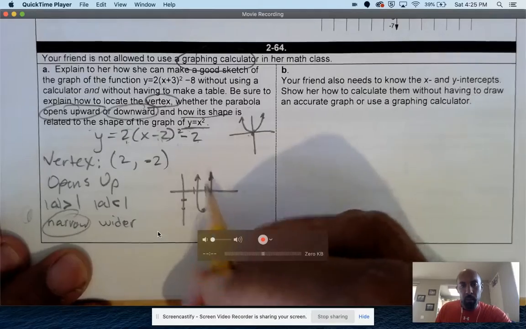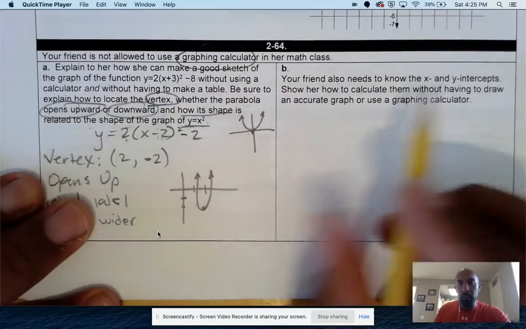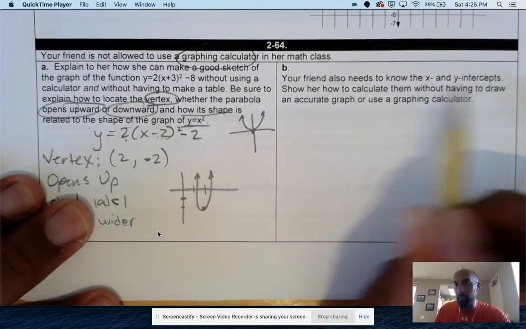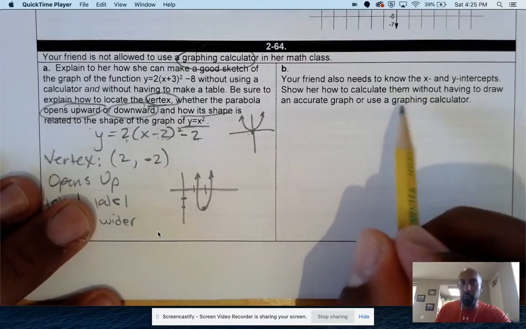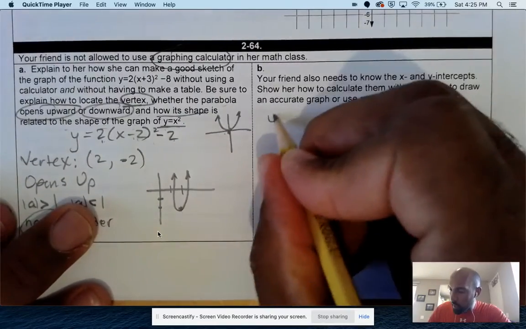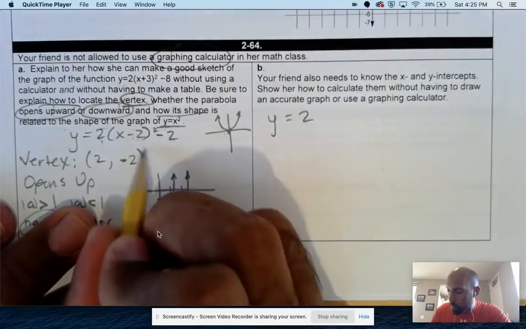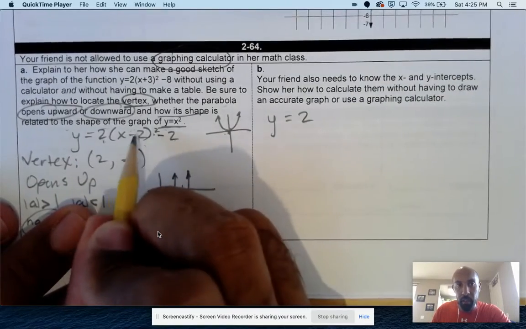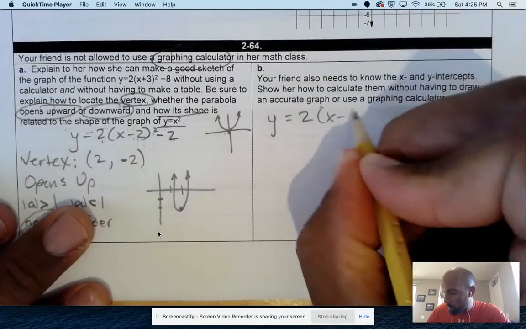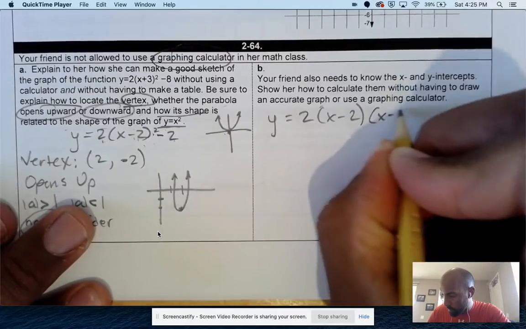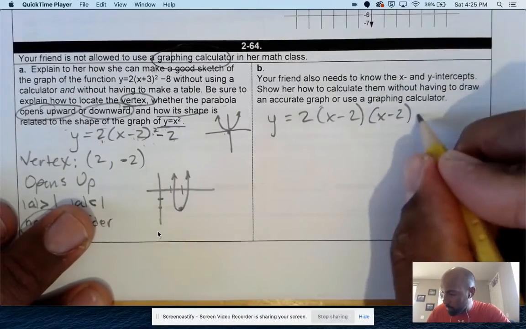Okay, so that's a quick sketch, right? But now your friend also needs to figure out the x and y intercepts. Well, in order to do that, we actually have to do a little bit of algebra. So what we're going to do is take our equation and expand it out. We know that squared right there means that we have 2 of these (x minus 2)s. So I'm going to write that twice. x minus 2, x minus 2.